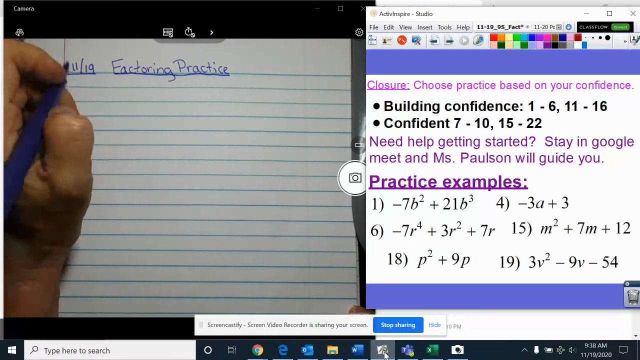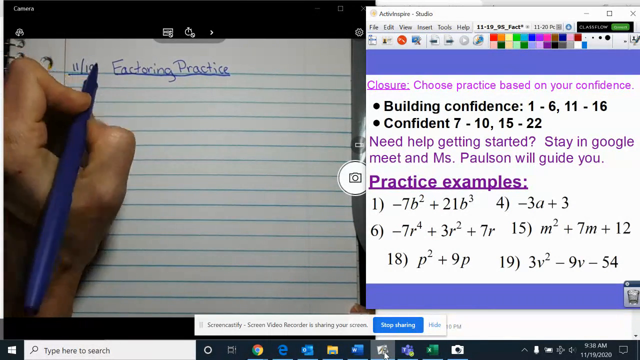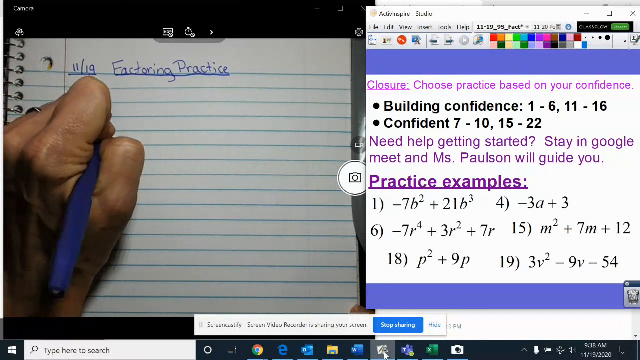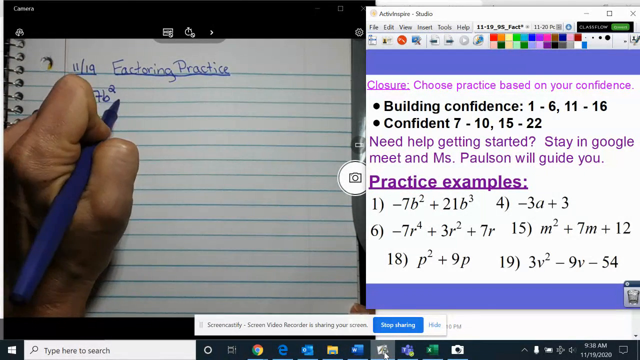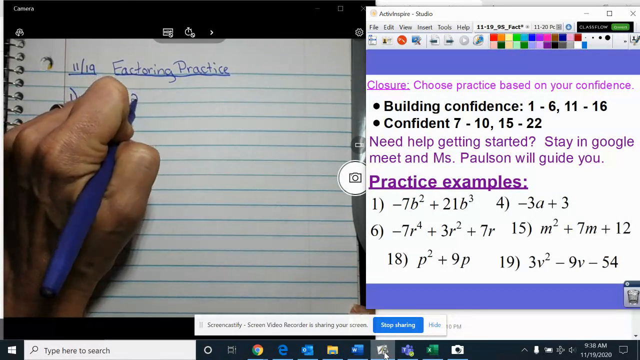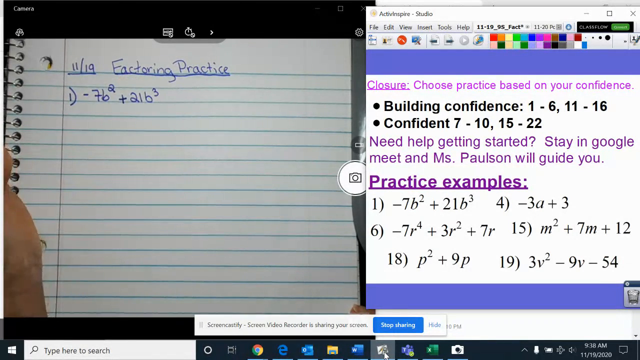So I'm going to start with number 1. I'm going to write the problem down. Negative 7b to the second power plus 21b to the third power.